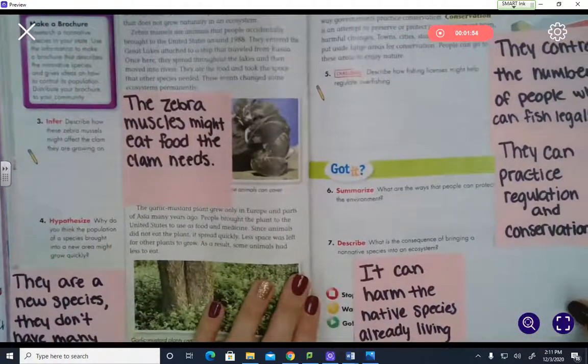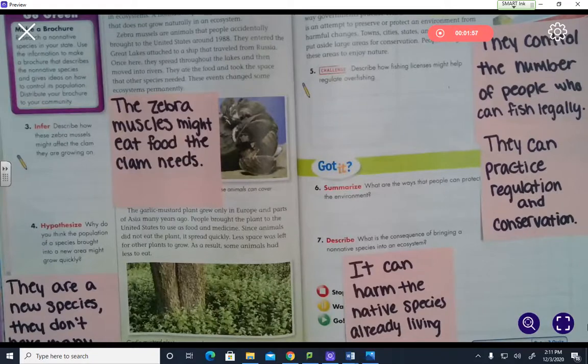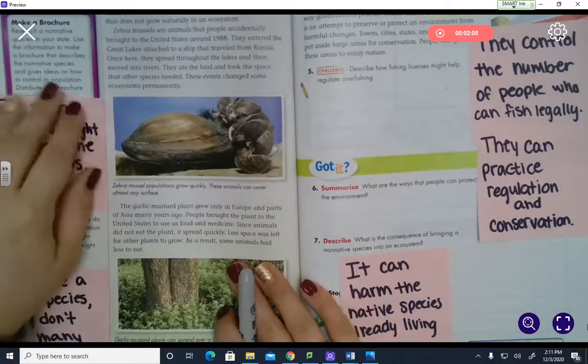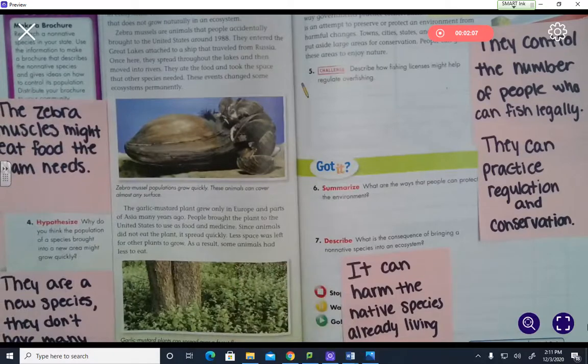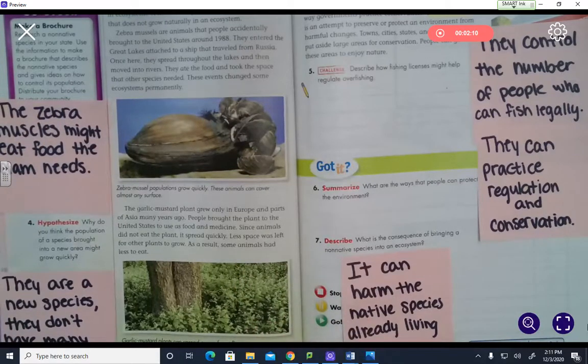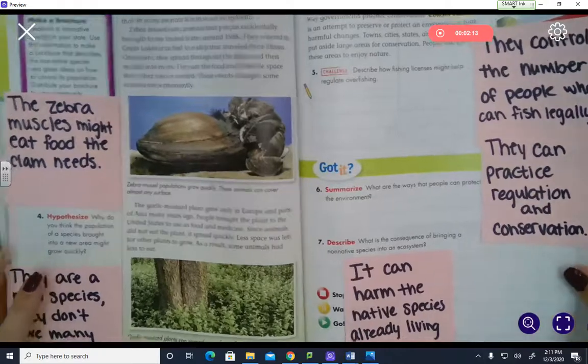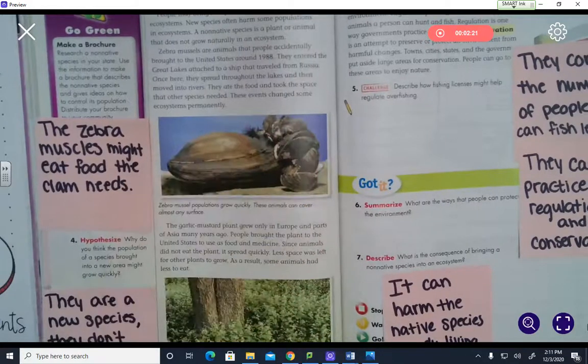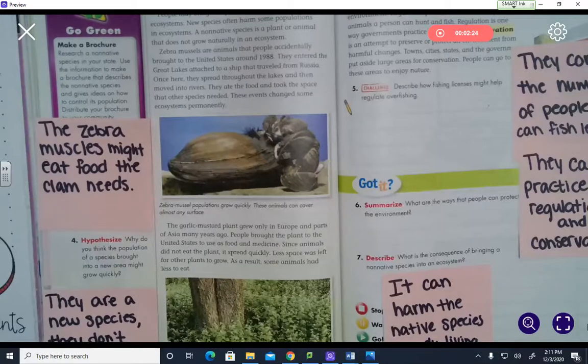So on the next page, we answered question number 3. Number 3 said, describe how the zebra mussels might affect the clam they are growing on. So remember, zebra mussels were a non-native species at one point. And non-native species we talked about is a plant or animal that doesn't naturally grow in an ecosystem, and they're brought into that ecosystem. So the zebra mussels might eat the food that the clam needs, or it could grow on the clam and it could harm the clam that way. It could take up the space that the clam needs. It could take the food. It could prey on the clam. So any of those answers would be fine.